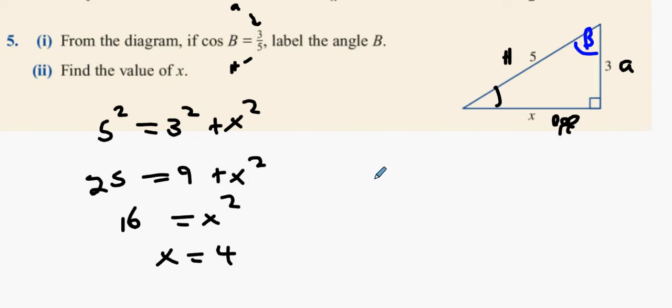No. So if you guys did this, if you said X squared equals 3 squared plus 5 squared, the problem with that is that it has to be the longest side. It's not the biggest number, it's the visual longest side. And B is the other angle. Okay, let's move on.